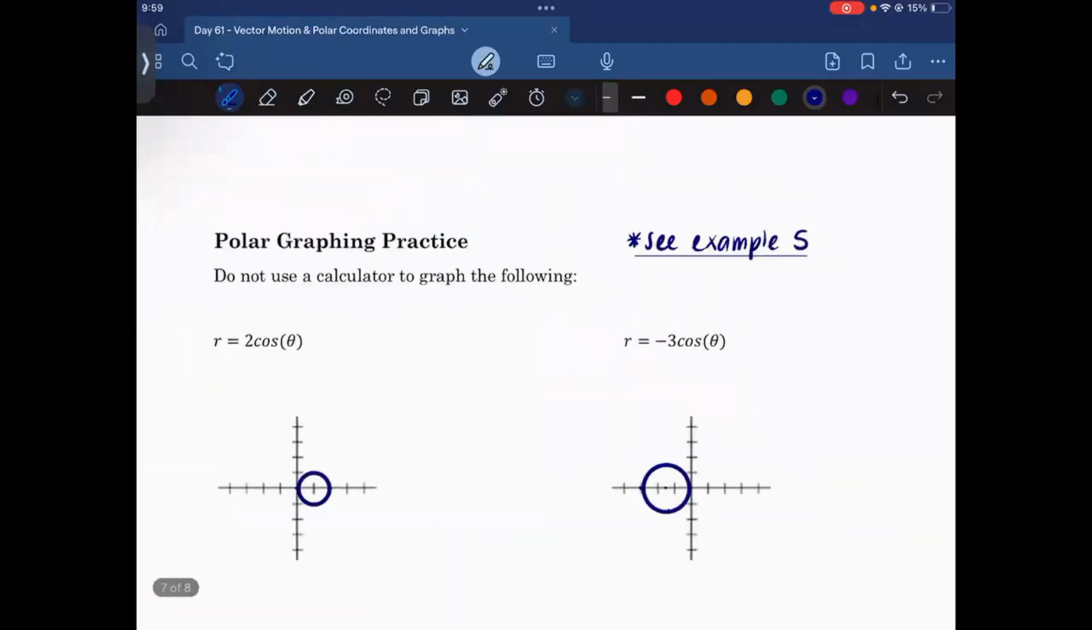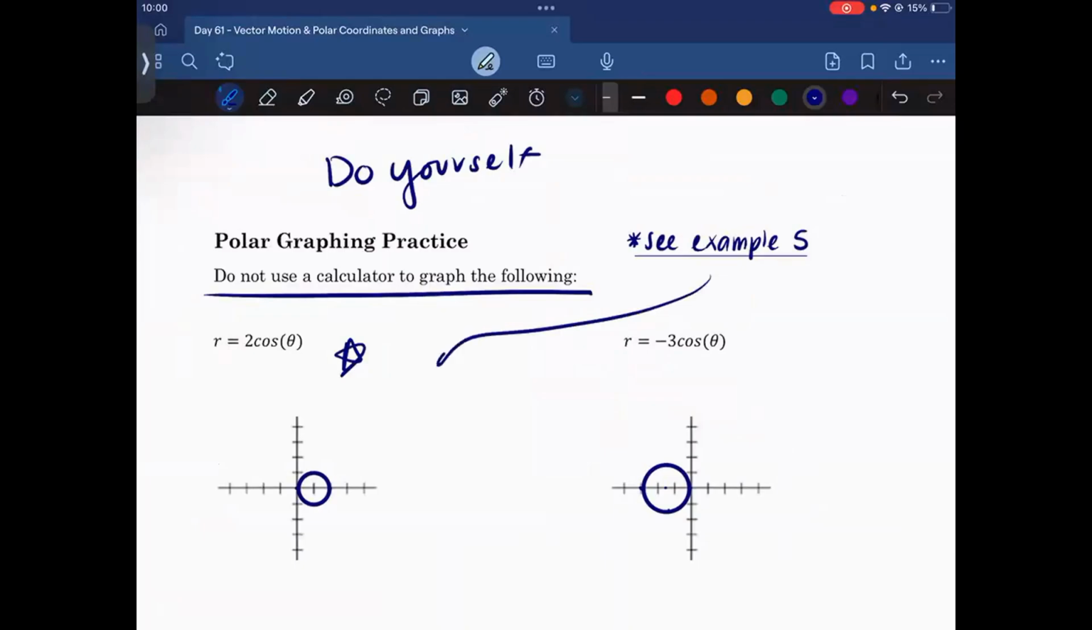This one you should do yourself with no calculator. Do not use a calculator. This one is from example 5. That's why I say see example 5. You should be doing these by hand and not plugging into the calculator, with example 5 being your reference. But pause it and do it yourself.